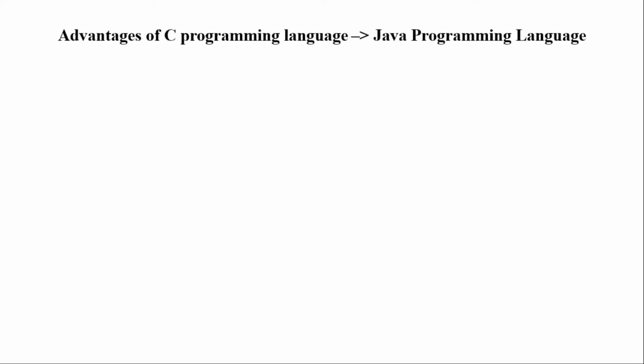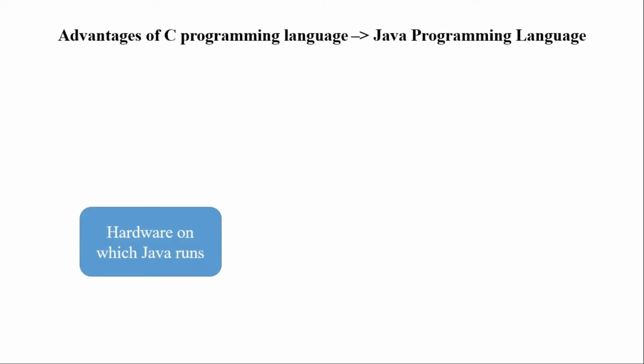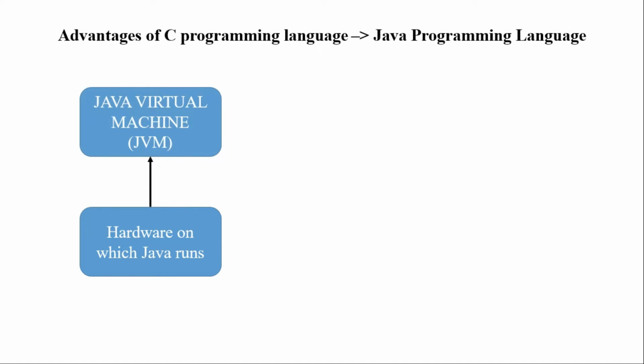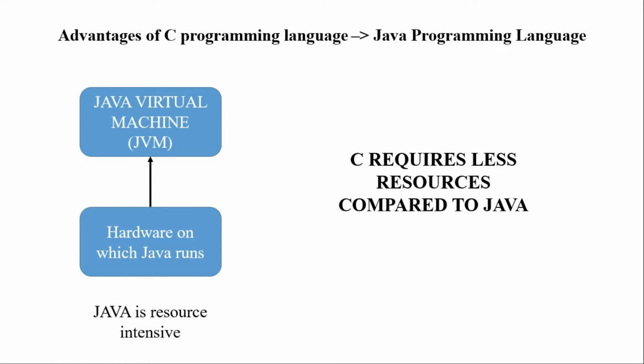Let us first look at the advantage of C language over Java programming language. Any application compiled in Java requires a Java virtual machine other than the hardware on which the language runs. Hence we can say that Java requires more resources than C language, or we can also say that C demands less resources as compared to Java programming language.